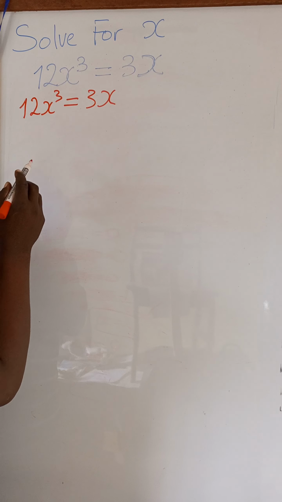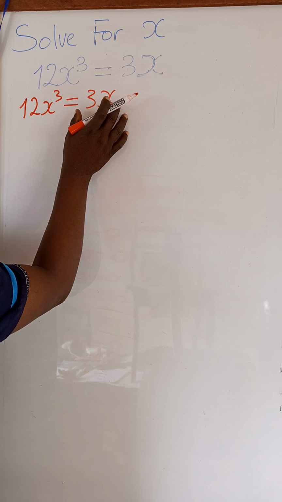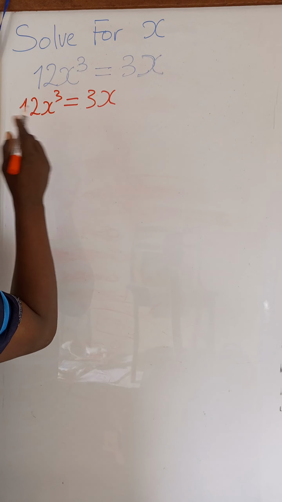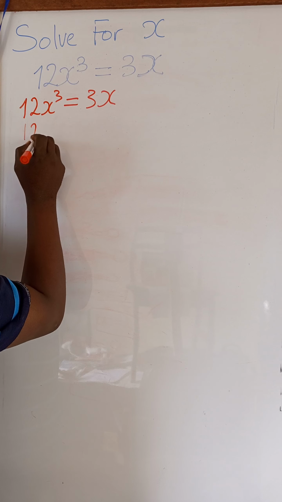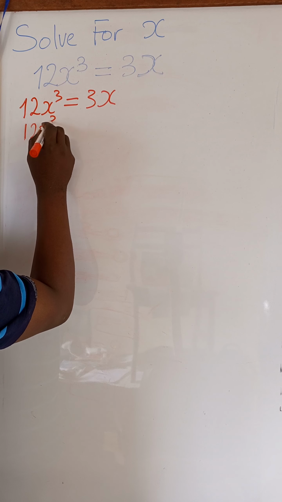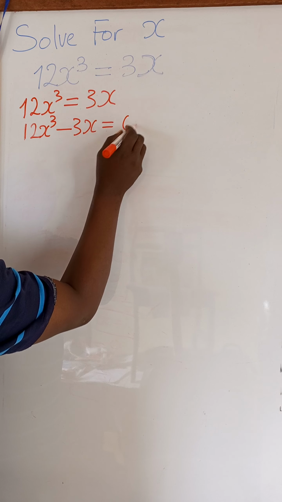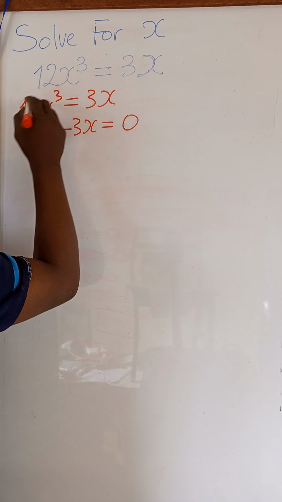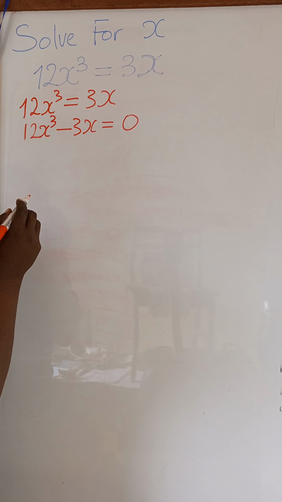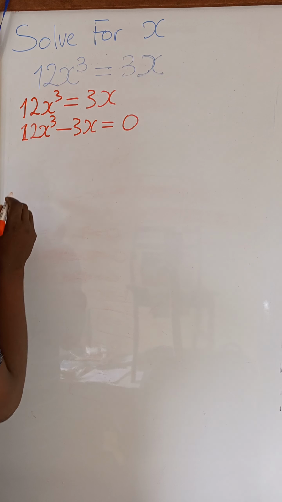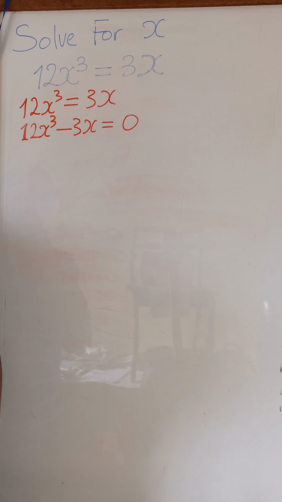To be able to have all three solutions, the best and acceptable method would be to take this 3x to the left hand side. So it will become 12x cubed minus 3x equals 0. This positive 3x, bringing it over becomes minus 3x. Now at this level, we can carry out the first factorization.